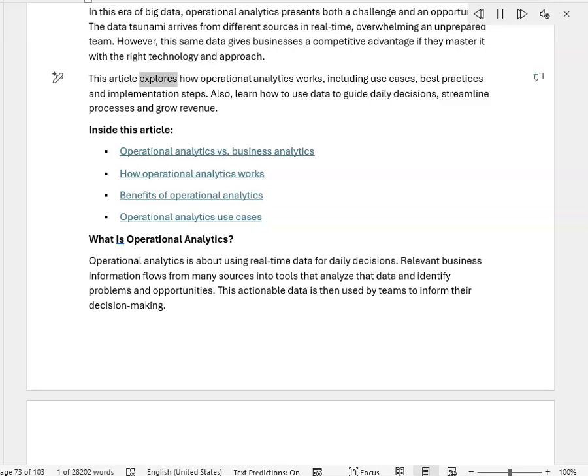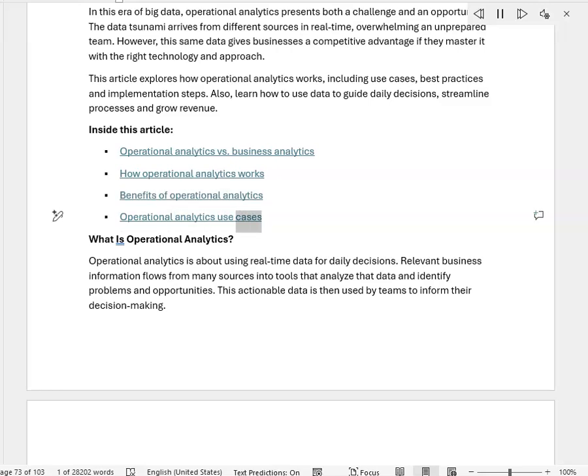This article explores how operational analytics works, including use cases, best practices, and implementation steps. Also, learn how to use data to guide daily decisions, streamline processes, and grow revenue. Inside this article: Operational Analytics versus Business Analytics. How operational analytics works. Benefits of operational analytics.